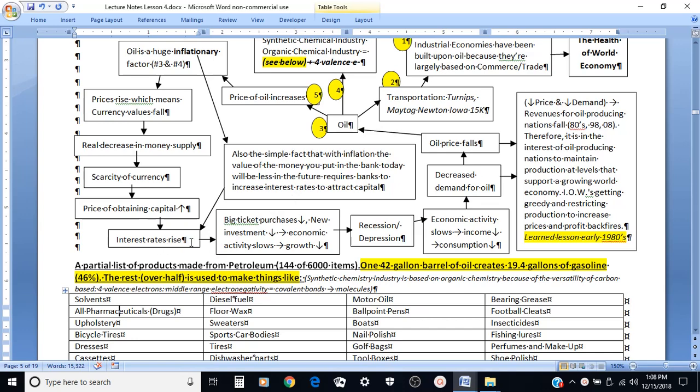But as interest rates rise, it's more and more difficult for people to buy big ticket items like homes and cars. Mortgage payments are going to go up. Car payments are going to go up. People are not able to afford them. They may hold off purchases. Well, that's not good for the economy. Also, new investment, building new production capacity, is going to be slowed down. So economic activity slows, growth slows.